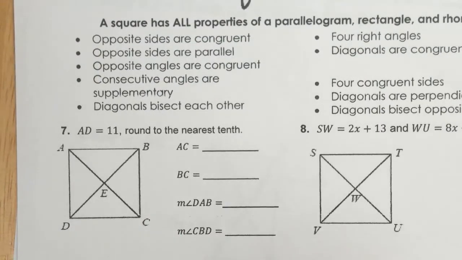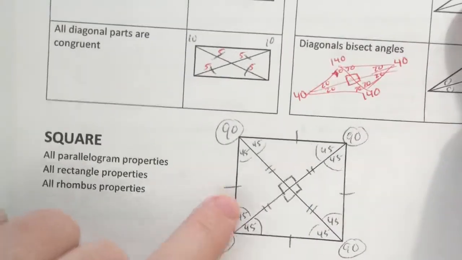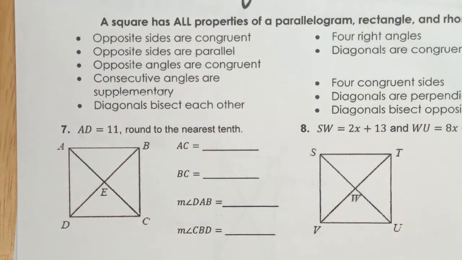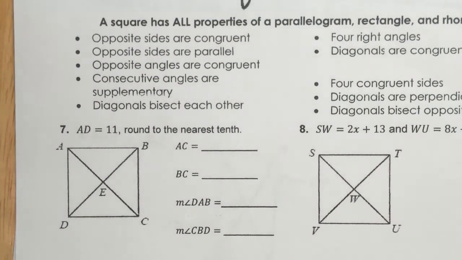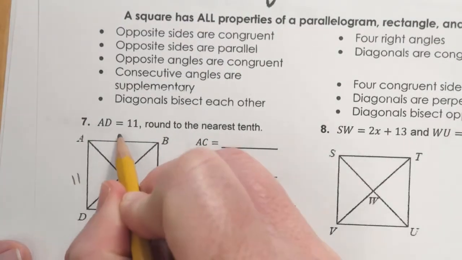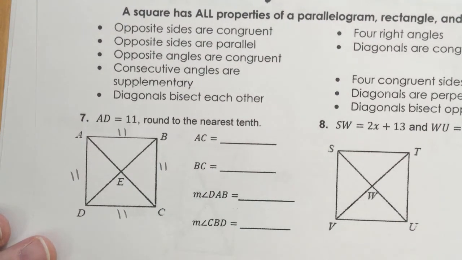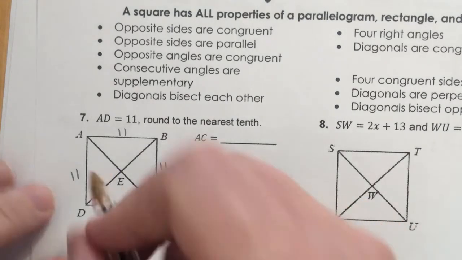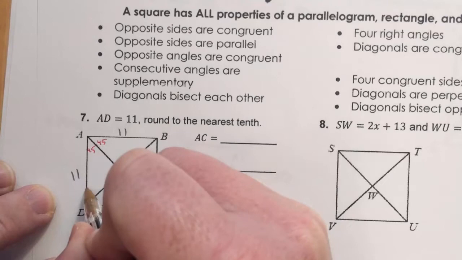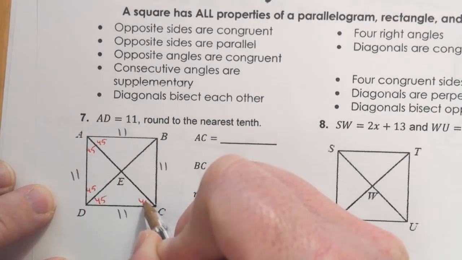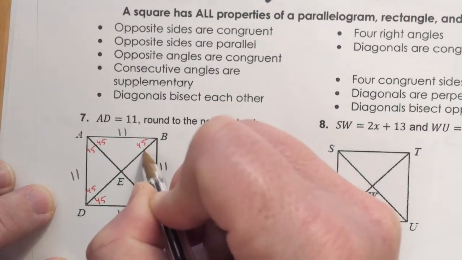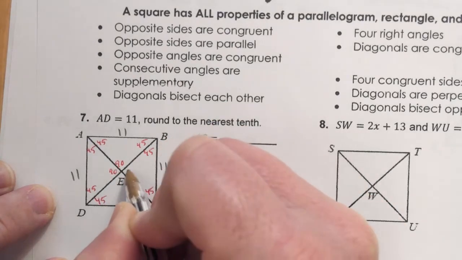Here we go. Okay, square. A square. So we're going to be looking at our rules for a square. Okay, so even before I start, they said that the side length for A to D was 11. So that means all of these are 11. Isn't that nice? Okay, but the angles are like the super easiest thing I could possibly do. I know that all of these are 45. And I also know that all of these are 90.